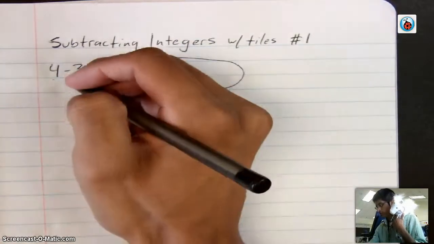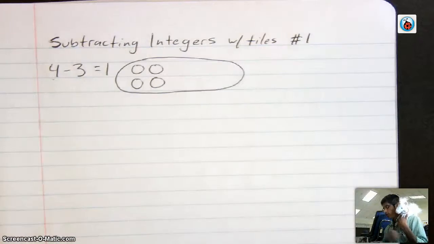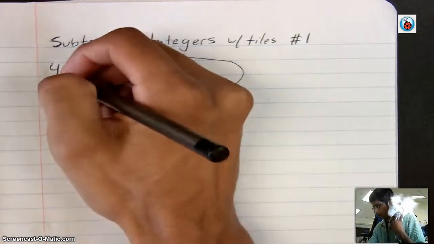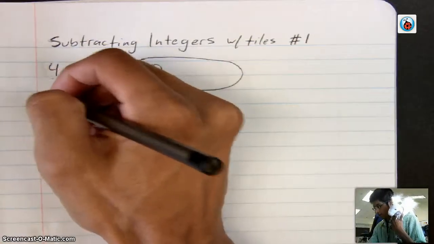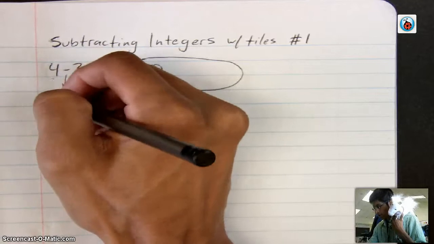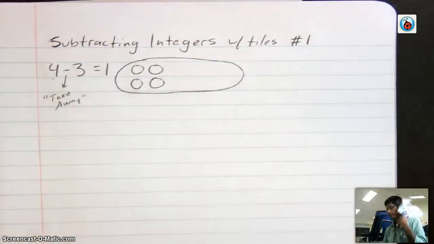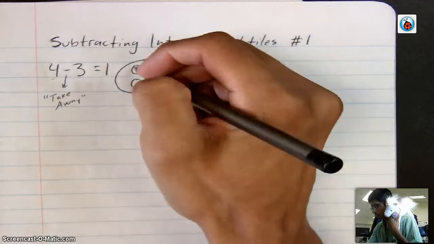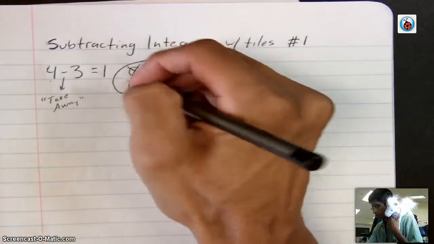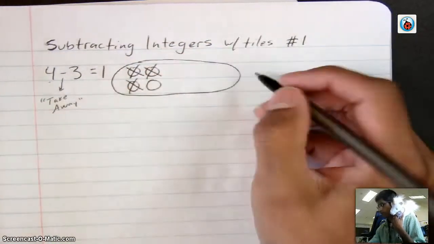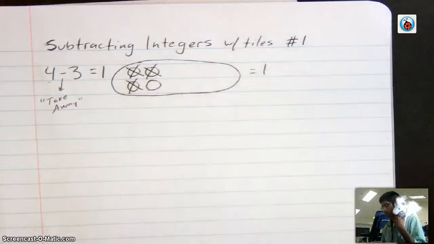So subtraction means that you need to take away. That's always what the word subtraction means. So I'm going to draw a little arrow here. I'm going to write take away. So subtraction is, we're going to take away 3 positives from 4 positives. Well, that's pretty easy. You just cross out 3 white positives. Yeah, that's it. So we're going to cross out 3 chips. 1, 2, 3. And we have 1 remaining, so 1 is my answer.